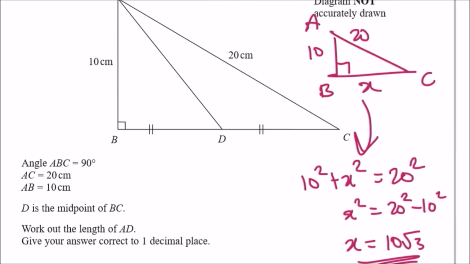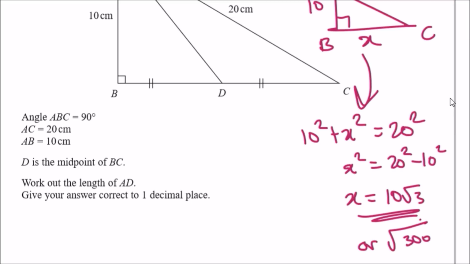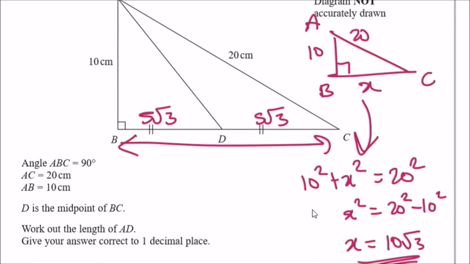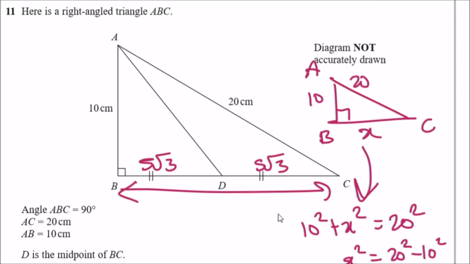Now, since we know the whole length here is 10 root 3, if we're going to find one of these lengths, say BD, we can say half of 10 root 3 would be 5 root 3. So they're both 5 root 3s. Now this makes our life easy. Work out the length of AD. So we want to find this length AD. Let's call it y.